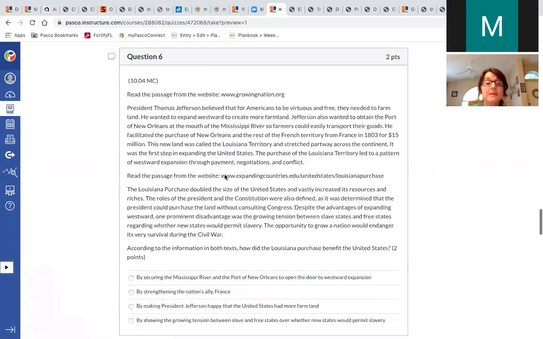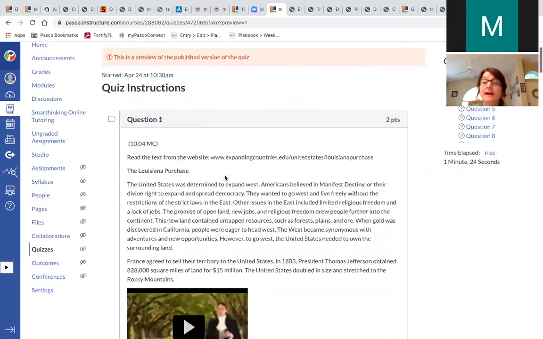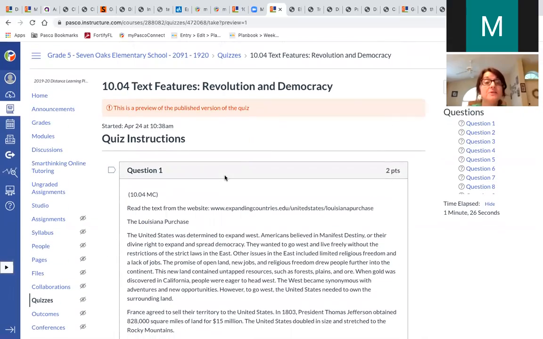So, of course, those may be in different order, but it gives you an idea of what the quiz is going to cover. So you want to make sure that you take those notes as you're reading through the slides for 10.4 text features, revolution and democracy. And that wraps up the lesson and the slides for that. So I just wanted to go through and explain all of that to you and show you where you could find some of those helpful resources.